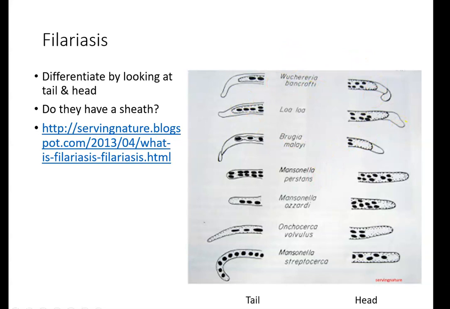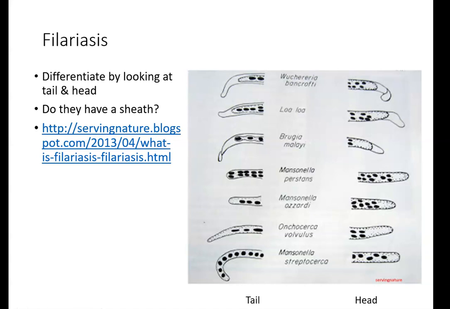Heads don't give you so much on this. It's always the tail. So you notice that Wuchereria bancrofti has a couple of dots, and then there's an empty space at the end, right? That's how you identify him. Loa loa has little dots that go all the way to the end, in singles. And then Brugia malayi has little dots that go all the way to the end, but they've got big spaces in between. Boom, that's it. That's how you identify these things. And if you have this little picture available, that's it. That's how it goes. Okay.